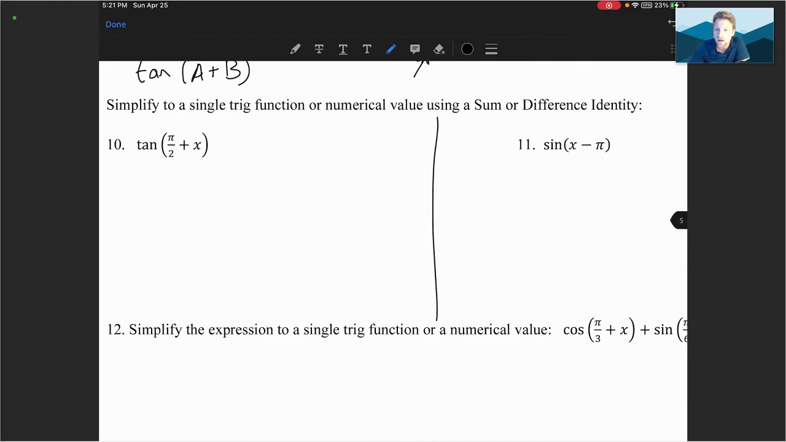So let's start with problem 10. We have the tangent of pi over 2 plus x. Well, working with a single trigonometric function, usually it's a good idea to get in terms of sines and cosines. Tangents are a little bit tougher to work with when we want to simplify. So one expression we could rewrite this as is the sine of pi over 2 plus x, and then divide by the cosine of pi over 2 plus x.